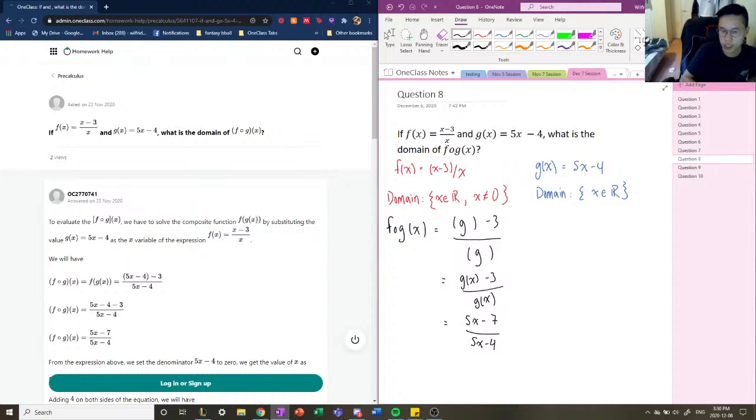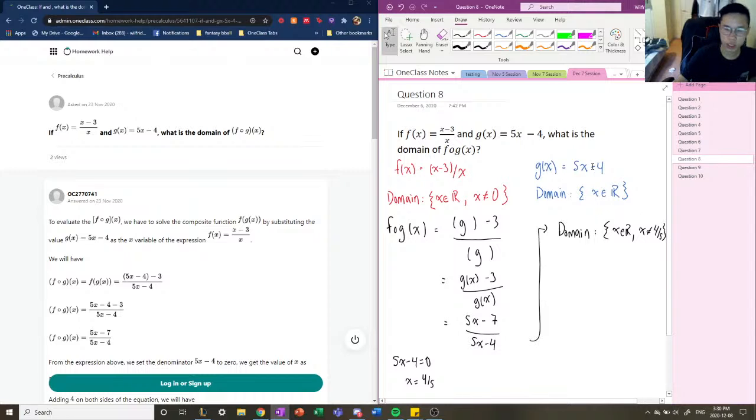In question number 3, I think, we covered that the domain of a rational function is all the real values except for when the denominator is equal to 0. So we're going to find that special case. We set 5x minus 4 equal to 0, and we get x equals 4 over 5. So that means that the domain of f of g of x is x belongs to all real values, but x cannot equal 4 divided by 5.